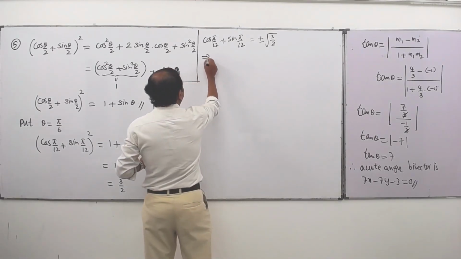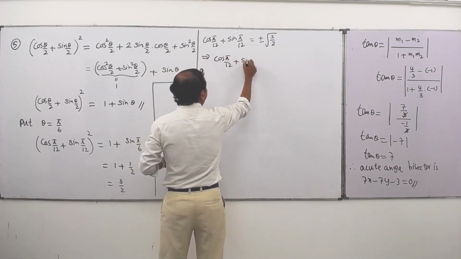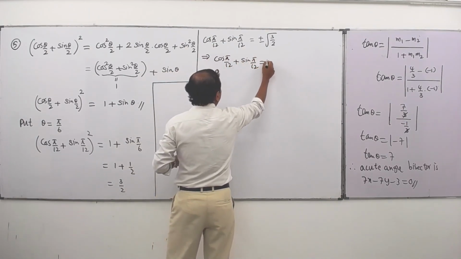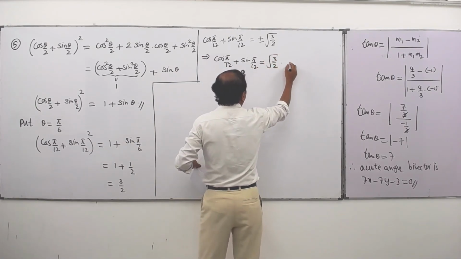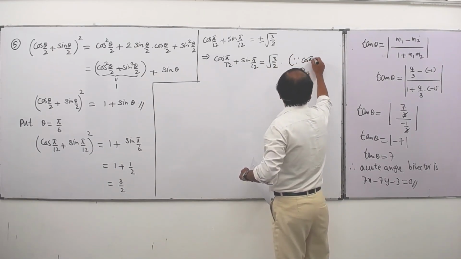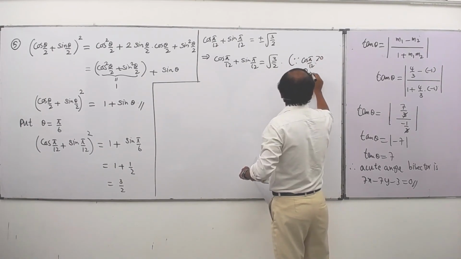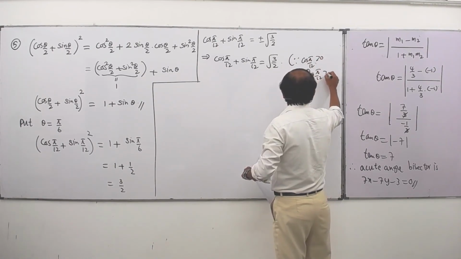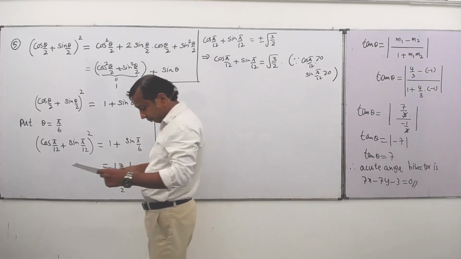This gives us cos pi by 12 plus sin pi by 12 should be equal to root 3 by 2. Reason, cos pi by 12 positive, sin pi by 12 positive. Therefore, their sum should be positive.